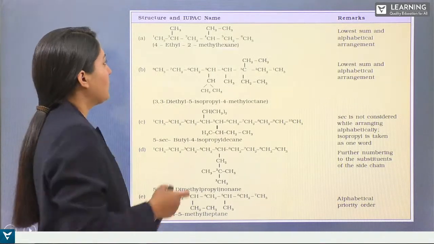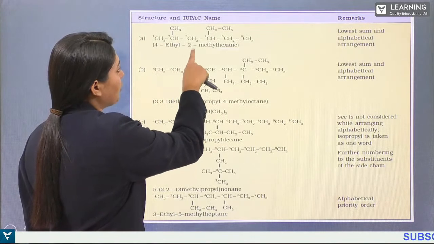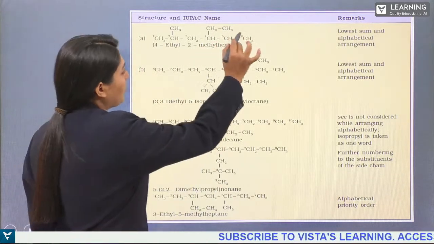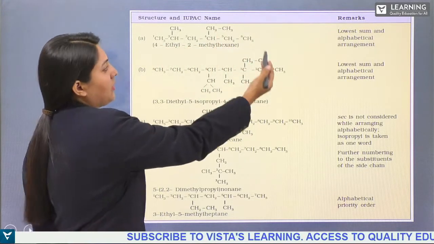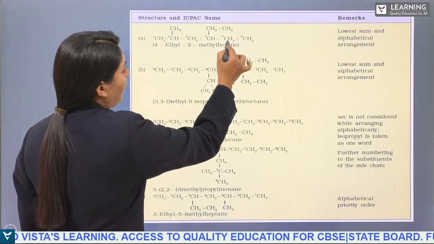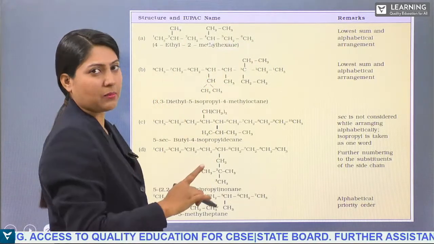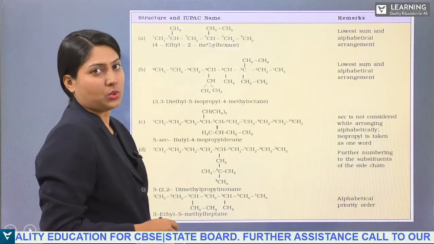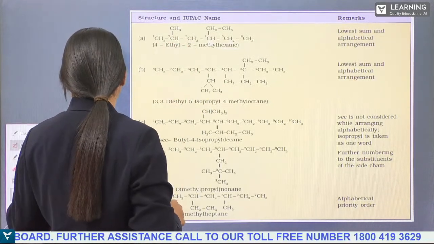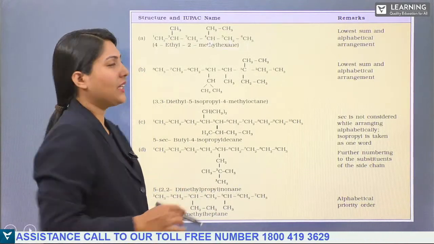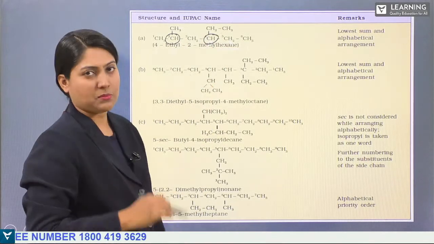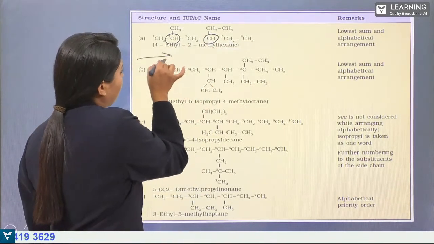So we write 4-ethyl, 2-methyl hexane. And we need to remember we are not numbering it from this carbon to this, because if you number from here, it will be 1, 2, 3. The third carbon will have the substituent, whereas here, 1, 2, the second carbon will have the substituent. Always the carbon atom should have the lower number where it is having the substituent. So we are numbering from this side.